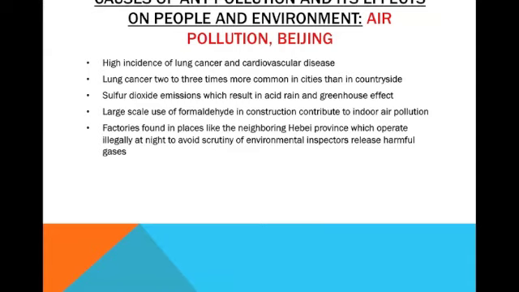And sulfur dioxide emissions result in acid rain and the greenhouse effect. And the large-scale use of formaldehyde in construction contributes to indoor air pollution. You should know this word, formaldehyde, but you can also say large-scale use of chemicals in construction contributes to indoor air pollution. Also, factories found in places like the neighboring Hebei province, which operate illegally at night to avoid the scrutiny of environmental inspectors, release harmful gases.